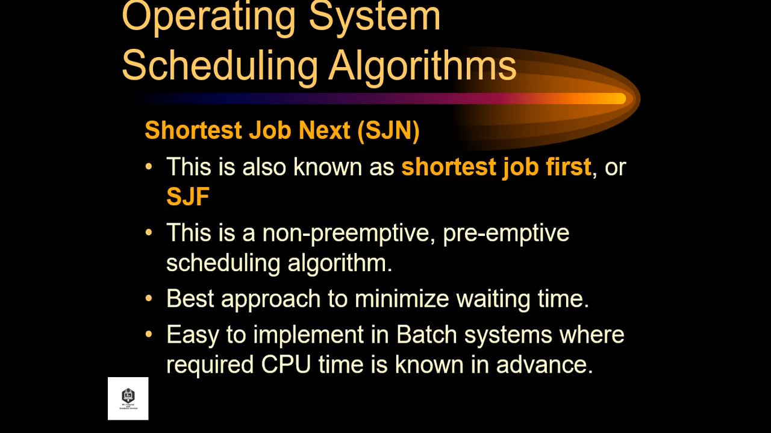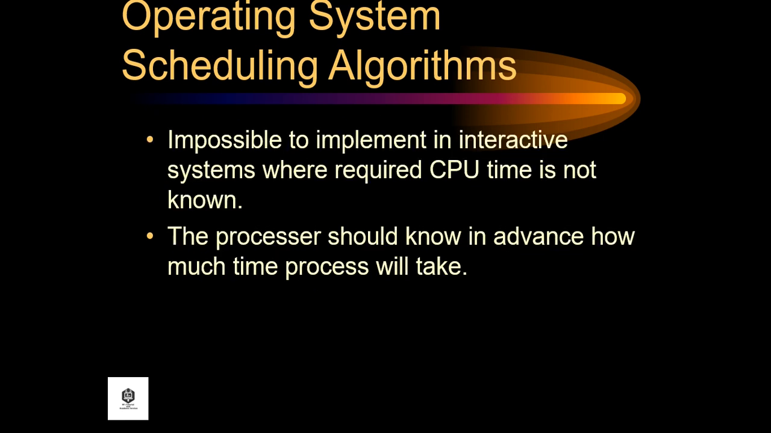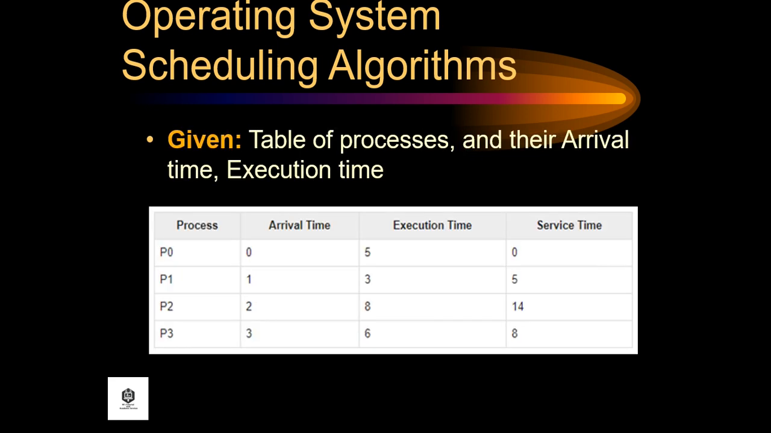Then the shortest job next or SJN. This is also known as shortest job first or SJF. This is a non-preemptive scheduling algorithm. It is the best approach to minimize waiting time and easy to implement in batch systems where required CPU time is known in advance. It is impossible to implement in interactive systems where required CPU time is not known, and the processor should know in advance how much time the process will take. So given the table of processes and their arrival time and execution time.